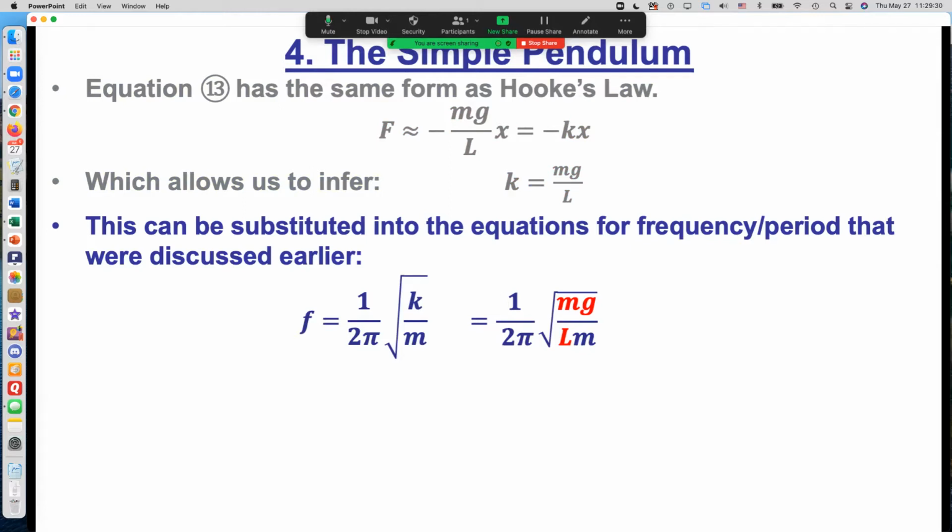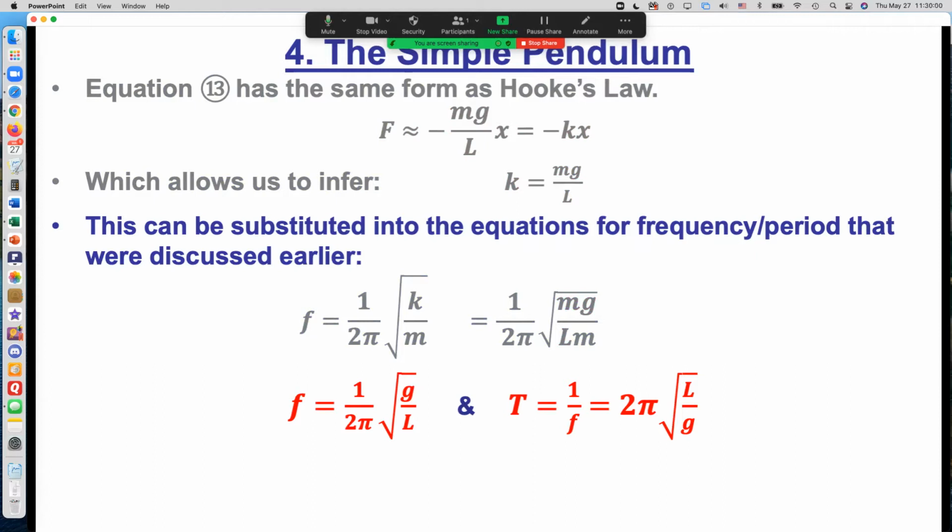It's g over L. And what's the conclusion then about the behavior of a pendulum and its frequency? What's it dependent on? Or rather, what is it independent of? It's dependent upon the length, yeah. What's it independent of? Sorry? The mass. Yes. It doesn't matter what mass you have on the end of that pendulum.